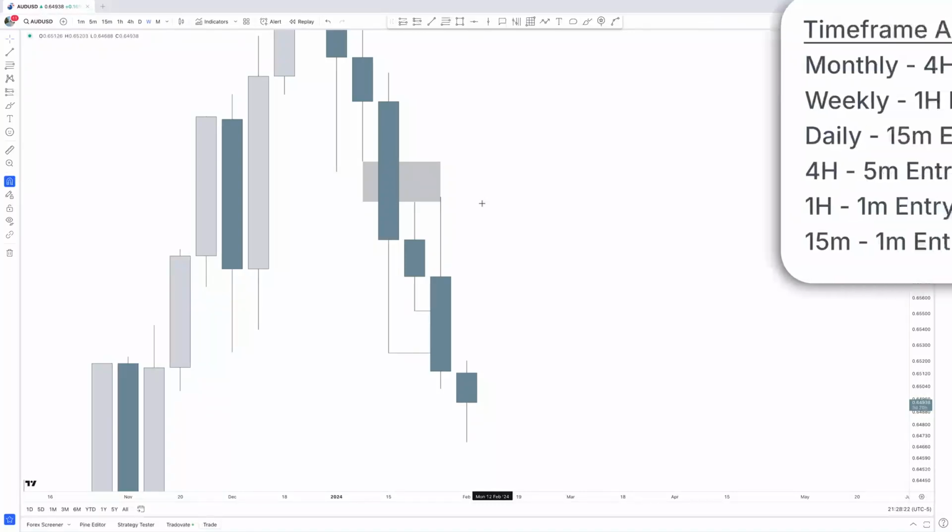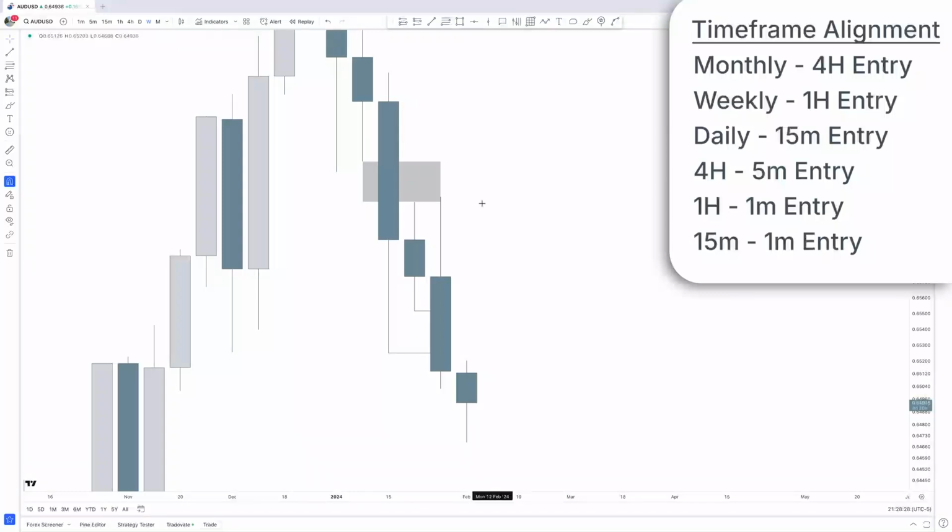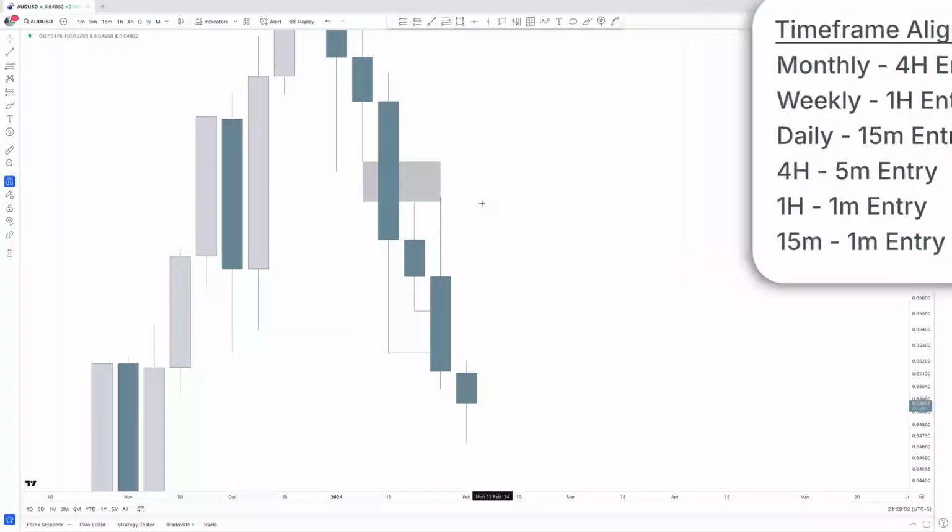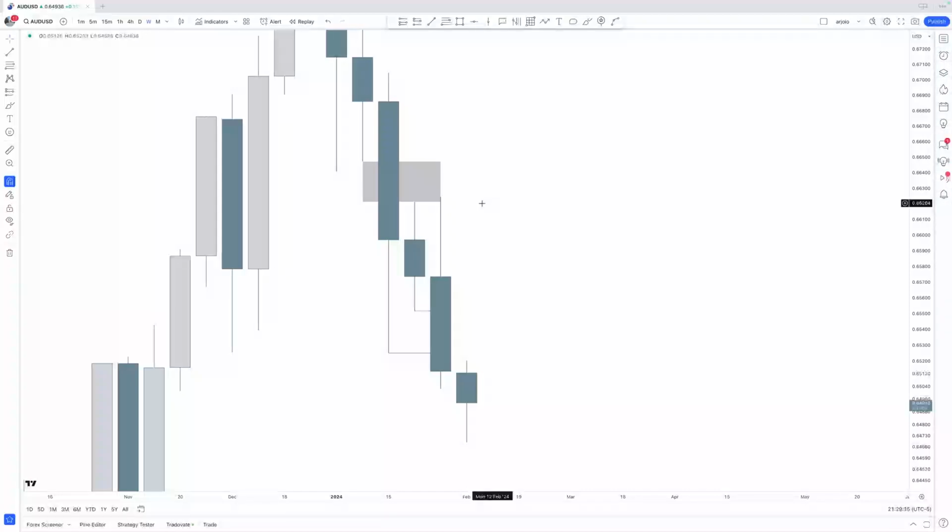When you want to enter off of the monthly, you want to focus on a 4-hour entry. When you enter off of the weekly, so a weekly PD array, then you want to enter off of a 1-hour entry. When we look at a daily PD array, so we have daily context, then we look at a 15-minute entry. For the 4-hour, it is a 5-minute entry. For the 1 hour, it becomes a 1 minute. For the 15-minute, it also becomes the 1 minute. 5-minute and 1 minute context is something I do not use. Yes, you can go into the seconds time frame. I would not advise that. There's enough money to be made on the 1 minute and above. So off of this, we have a weekly premium, we have weekly context.